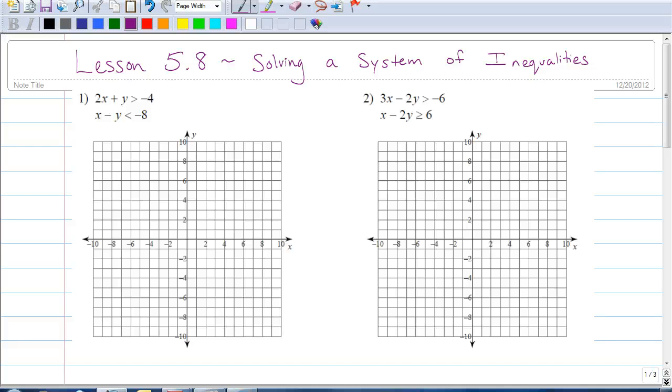Okay, so in the previous video we were looking at how to solve a system of inequalities, and the inequalities were all set up to be in slope-intercept form. Well, what we're going to be doing today is solving systems of inequalities when they're in standard form.